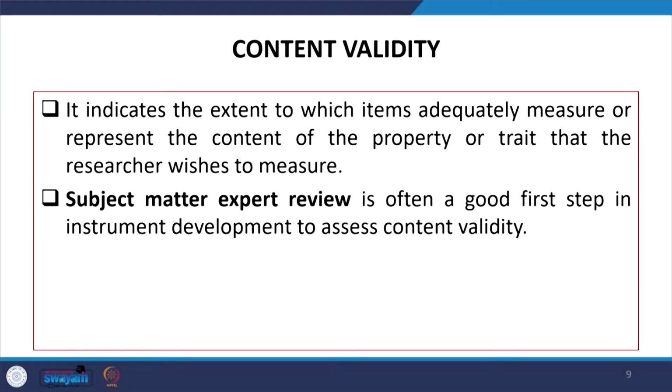Next one is content validity. Regarding the content, this indicates the extent to which items adequately measure or represent the content of the property or trait that the researcher wishes to measure. The second important aspect within content validity is that subject matter expert review is often a very good first step in developing the understanding related to content validity. So, the first check one should do is with the subject matter expert and their reviews.